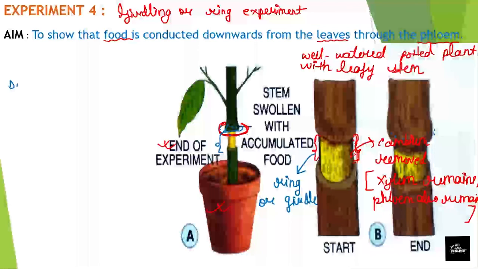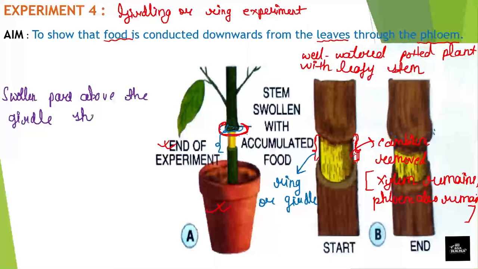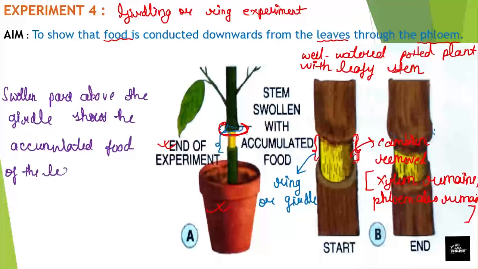So the swollen part above the girdle shows the accumulated food of the leaves, that was about to be transferred to the bottom of the plant, but just because of the absence of the cambium, the food transfer could not take place.